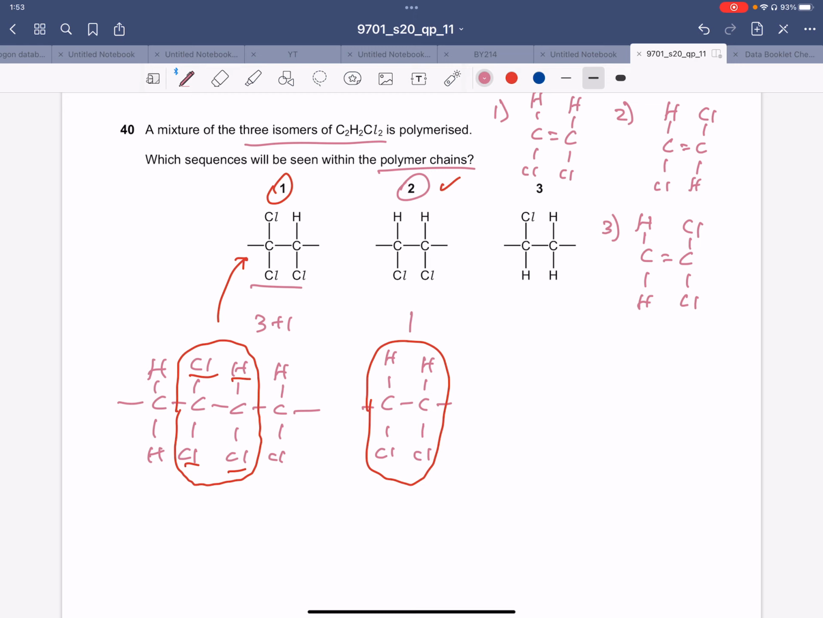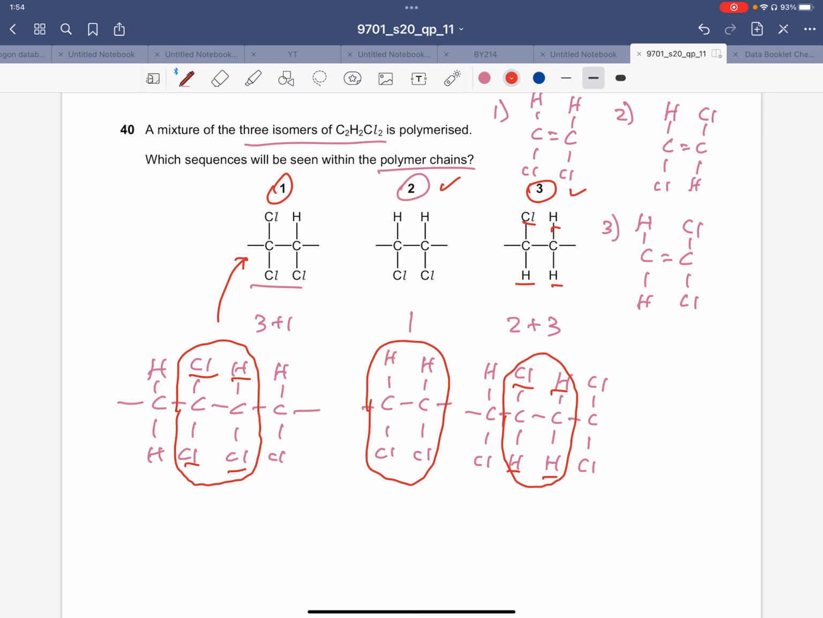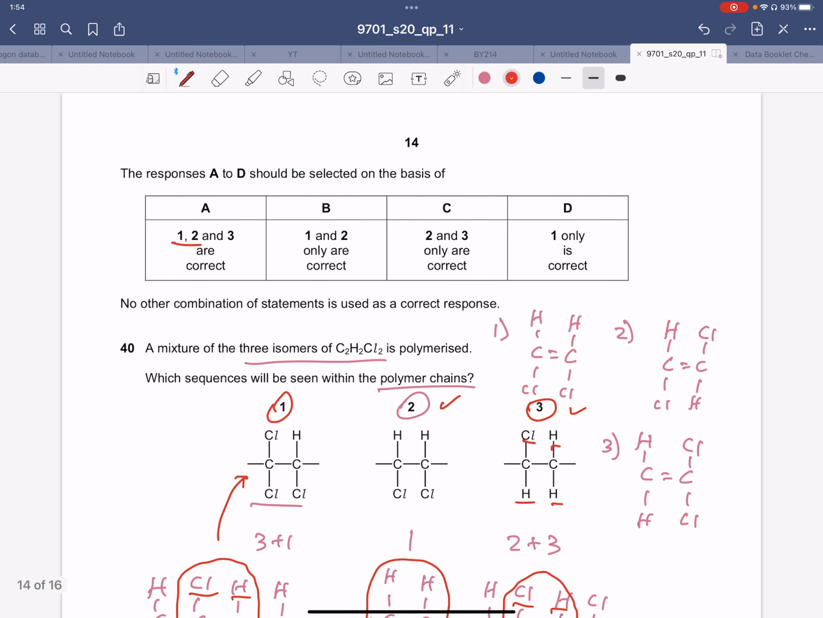Option choice 3 is going to be a combination of 2 and 3, because you have the carbon, hydrogen, chlorine, chlorine, hydrogen. Obviously they extend, and then drawing them out again, Cl, Cl, H, like that. If you look at this middle portion again, notice how the chlorine matches up with the chlorine, and there are 3 hydrogens where there are 3 hydrogens. So this one is correct as well. That means all 3 are correct, meaning answer choice A is the correct answer for this question.